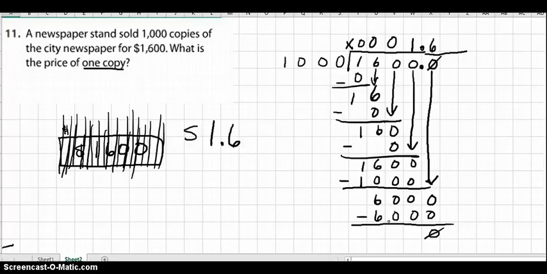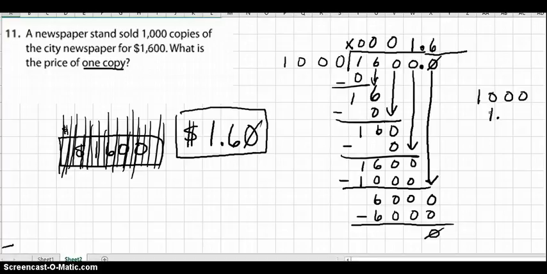But we're dealing with money, and we can't say 1 6/10. We have to say $1. And our money goes to the hundredths, so we would have to put a placeholder 0 there. So our answer would be $1.60. So we need to check our answer with multiplication.